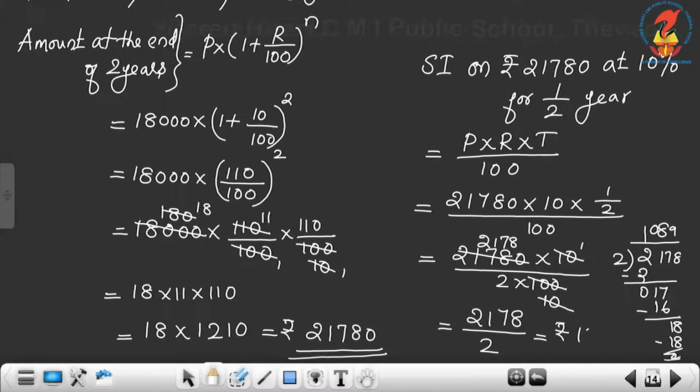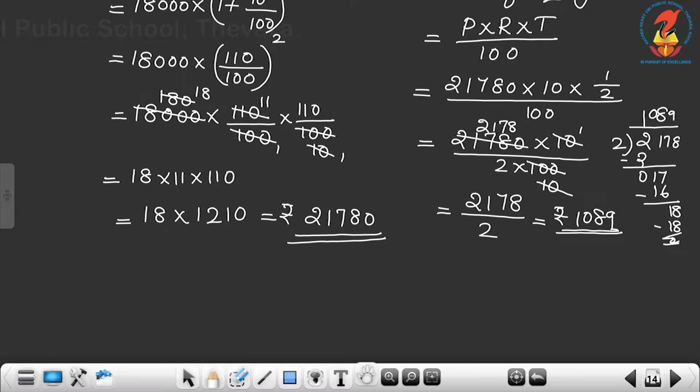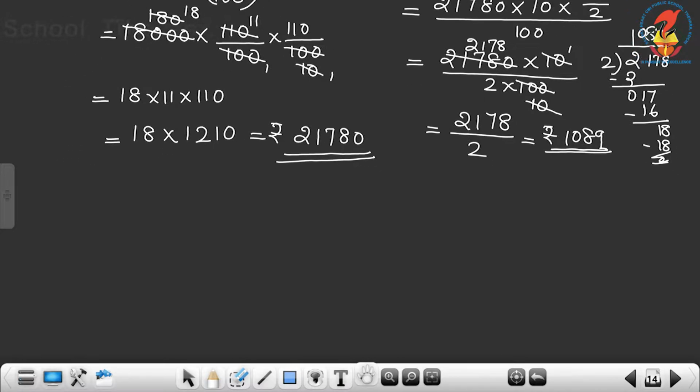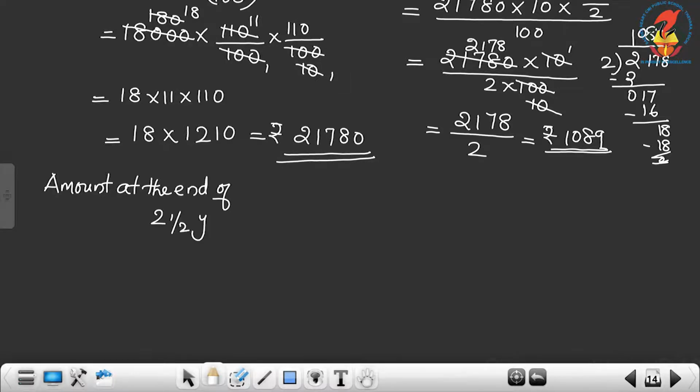So rupees 1089. So the simple interest for a half year is rupees 1089. Therefore, we can calculate the amount at the end of 2.5 years. So amount at the end of 2.5 years is equal to amount at the end of 2 years. So what is the amount at the end of 2 years? 21,780.